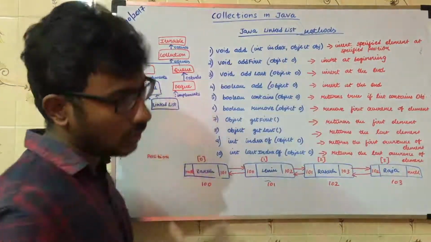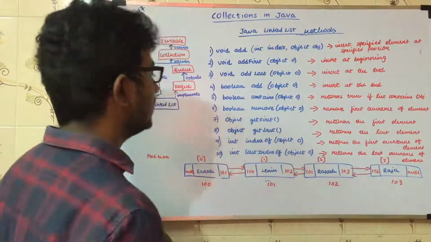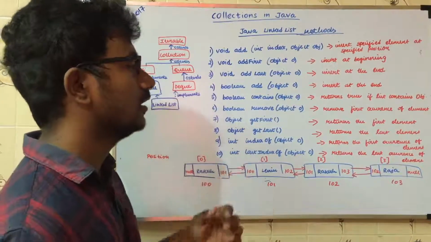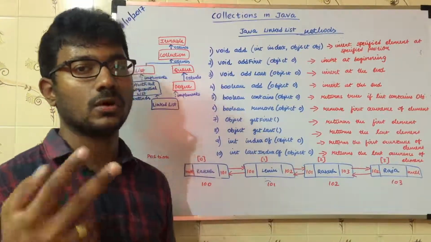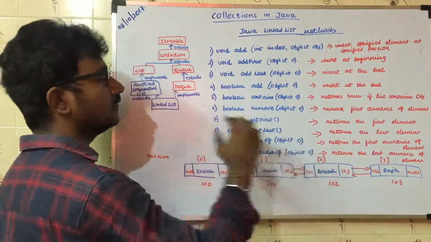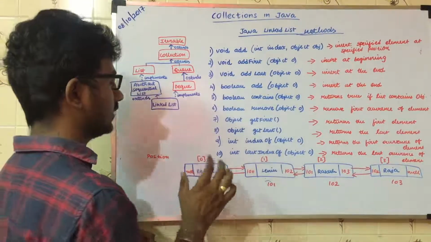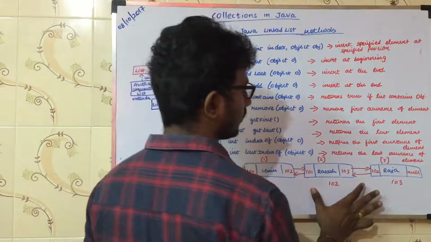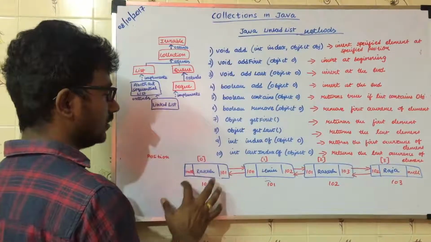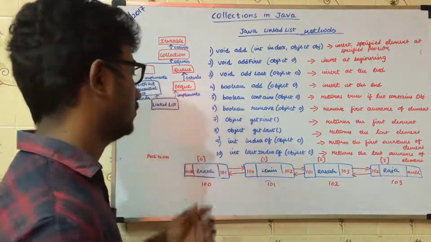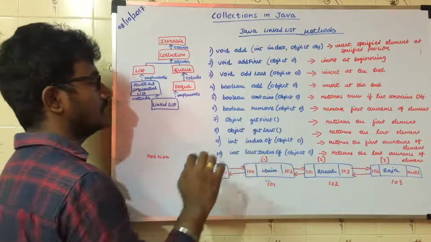Index of object O. What it does is it will try to return the index of the object. Suppose if the object is present 2 or multiple times, then it will return the first occurrence of the object. Example, Rakesh is present at the 0th index and also at the second index, but it returns the 0th index value. So it returns 0.